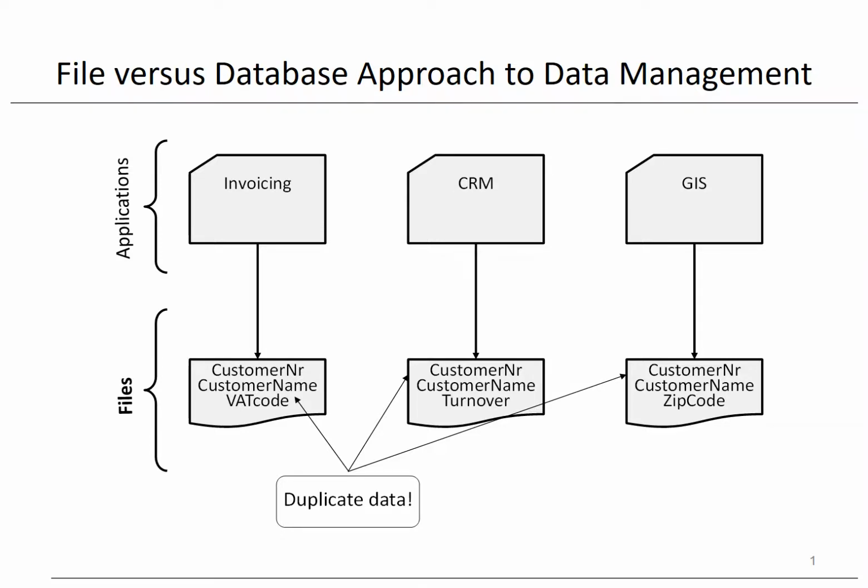Suppose we have a traditional invoicing application, written in programming languages such as COBOL or C, for example, that makes use of customer information such as customer number, customer name, VAT code, etc., stored in a separate file. A separate application, such as a customer relationship management system, makes use of a different file containing the same data, such as customer number, customer name, turnover, etc. Finally, a third application, a geographical information system, stores information such as customer number, customer name, and zip code in yet another file.